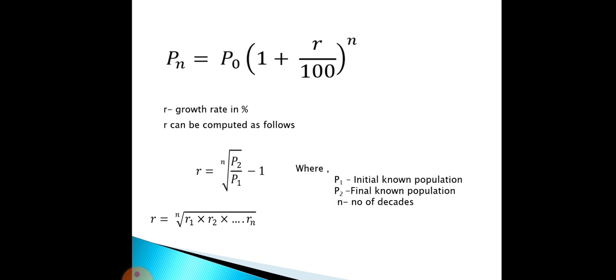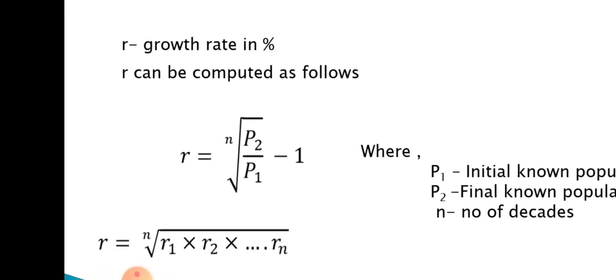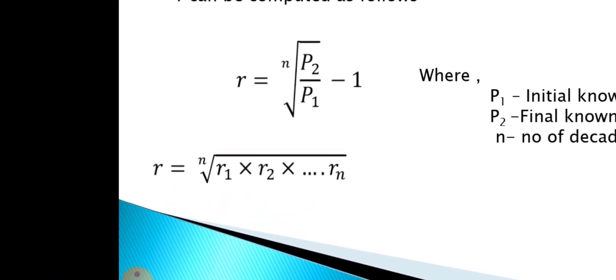So here Pn is equal to Po into (1 plus R by 100) the whole raised to n, where R represents the growth rate in percentage. R may be computed using two expressions, but now we will be using the second expression, where R is equal to the nth root of R1 into R2 into so on. R1, R2, R3 etc. represent the percentage increase in the population.